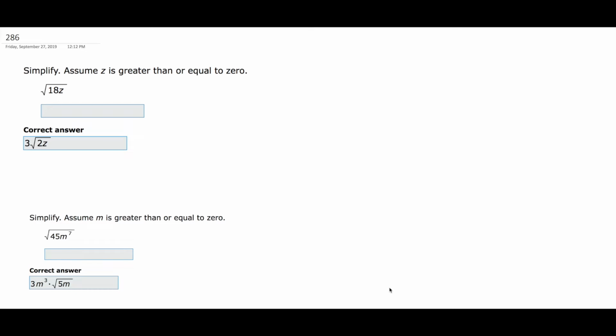Okay, so how do we do this? What do you think we should do on this first one here, on 18z? Okay, and there's also a systematic way of doing these. So it doesn't have to be like trying to figure out the perfect roots and stuff.